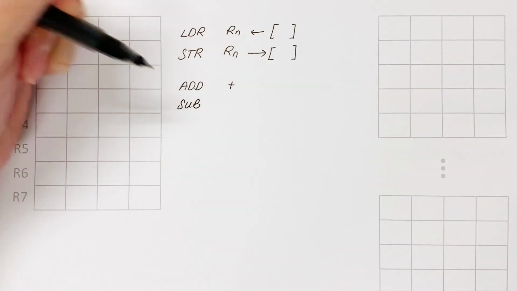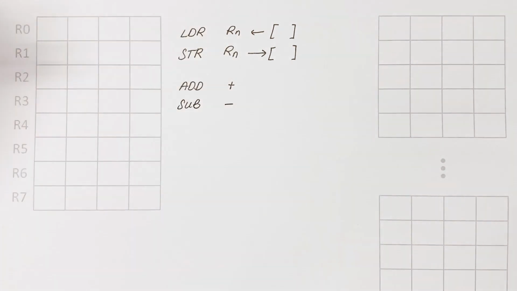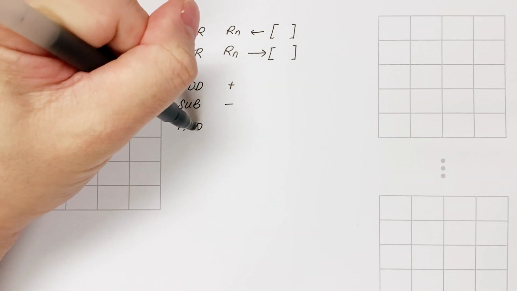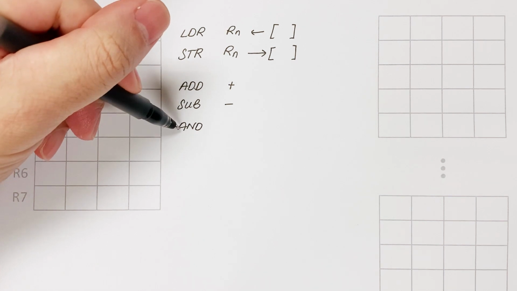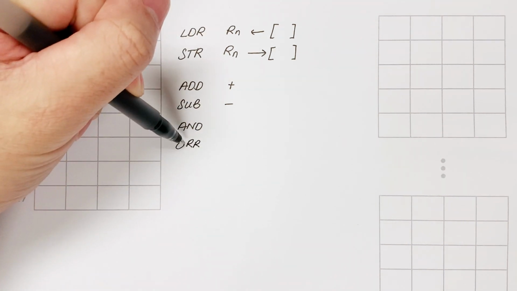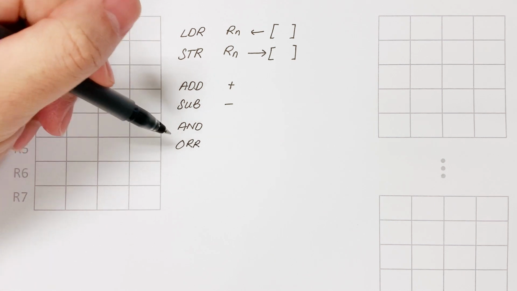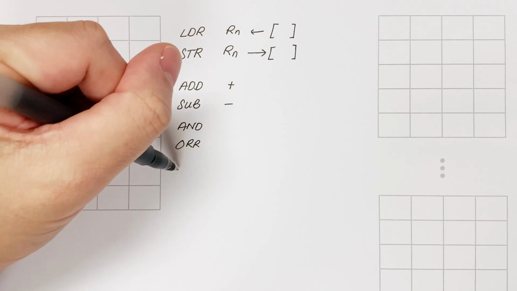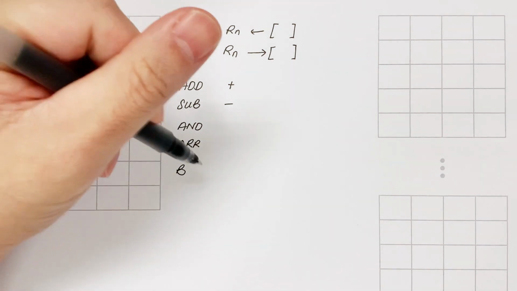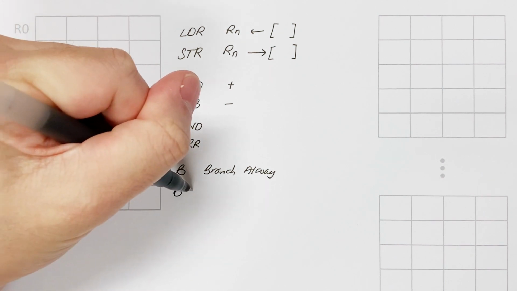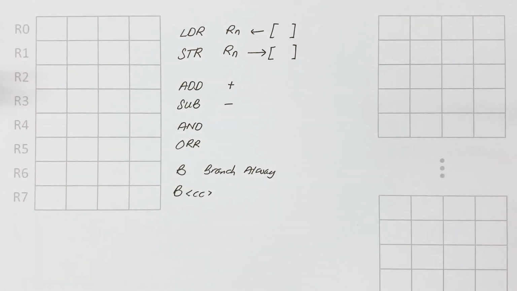Then we also learned about the arithmetic operations: add for the summation operation, as well as sub for the subtraction operation, and the logical operation AND, as well as the logical operation OR. And lastly, we also covered branch, for branch always, and we also learned about the branch that comes with a condition.